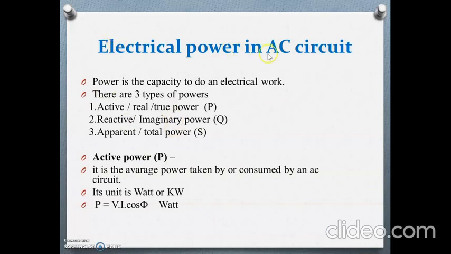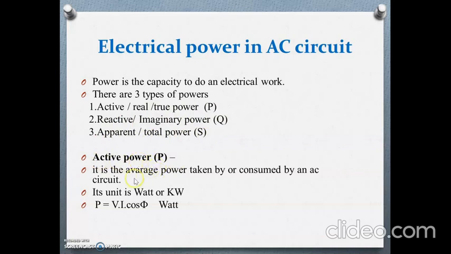The electrical powers in AC circuit. Power is nothing but the capacity to do work. So electric power is the capacity to do electrical work. There are three types of power. One is active power, which is also called real power and true power, denoted by capital P. The second one is reactive or imaginary power, denoted by capital Q. And the third one is apparent power or total power, denoted by capital S. Let's see one by one.